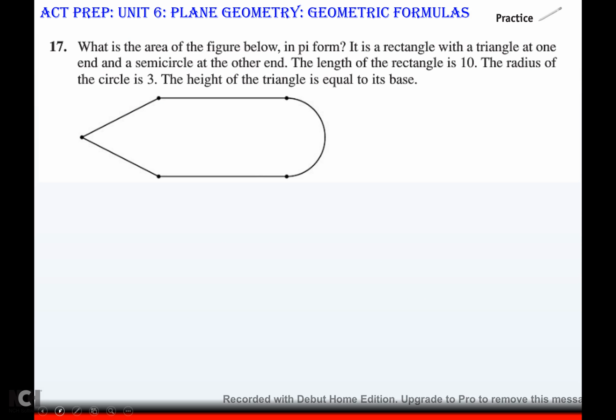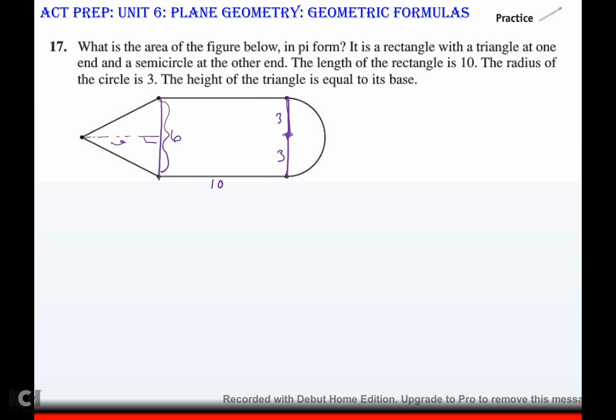17 says, what is the area of the figure below in pi form? It is a rectangle with a triangle at one end, so if I connect those, there's my little triangle, and a semicircle at the other end, so there's my semicircle. It looks like a little pencil. Alright, the length of the rectangle is 10, so they're saying this distance is 10. The radius of the circle is 3, so from here to here is 3. The height of the triangle is equal to its base, so whatever this is, it's equal to this. Well, what I know is if from here to here is 3, then from here to here is 3, which makes this side 6, which makes the height 6.